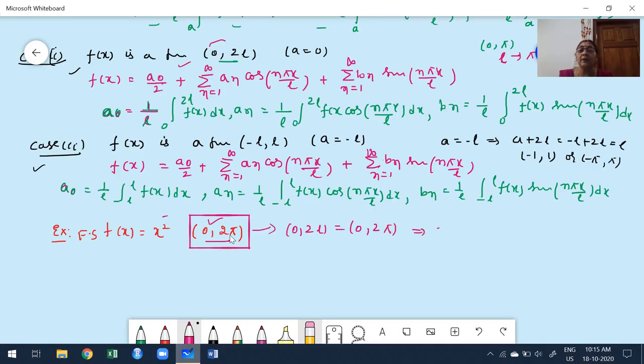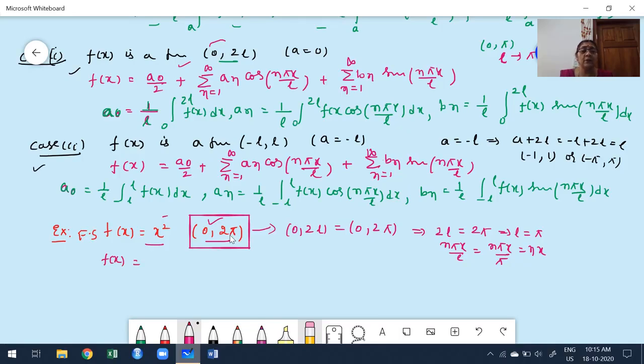Then you compare the upper limit. 2L is equal to 2 pi. That implies the value of L is pi. Once we get the value of L is pi, next find out n pi x by L. What is my n pi x by L? N pi x by L, pi is cancelled, we get nx. Based on that, we have to construct the Fourier series for the function f of x over the interval 0 to 2 pi.